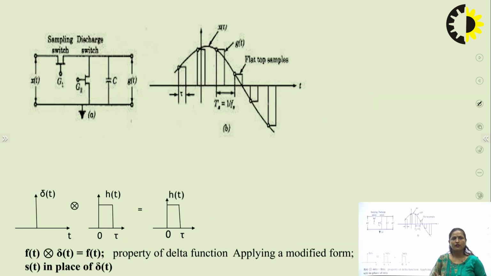So this is a circuit of a PAM. How to generate a PAM? Here we are using two transistors. These transistors will act as a switch here. First is the sampling switch, second one is the discharging switch. Here we are giving our input signal. Input signal is x(t). These switches G1 and G2 will be turned on and off.